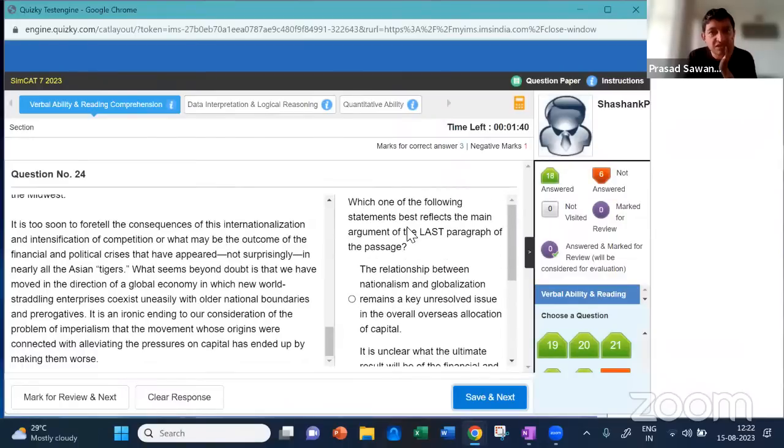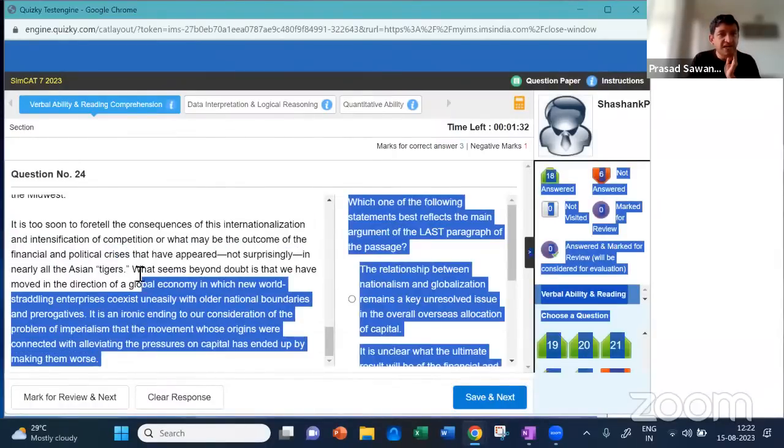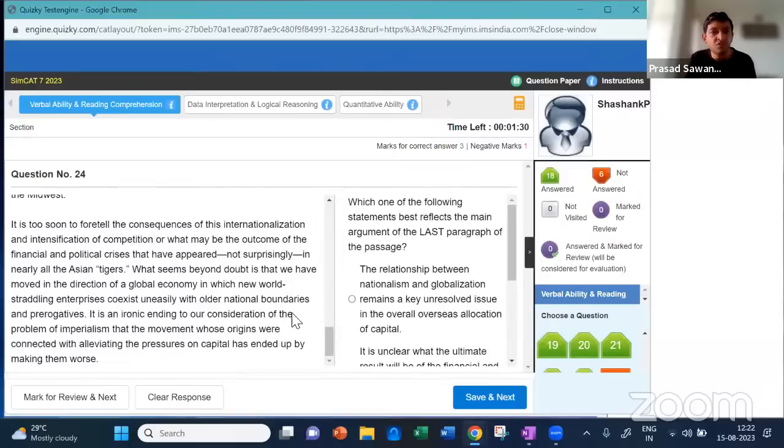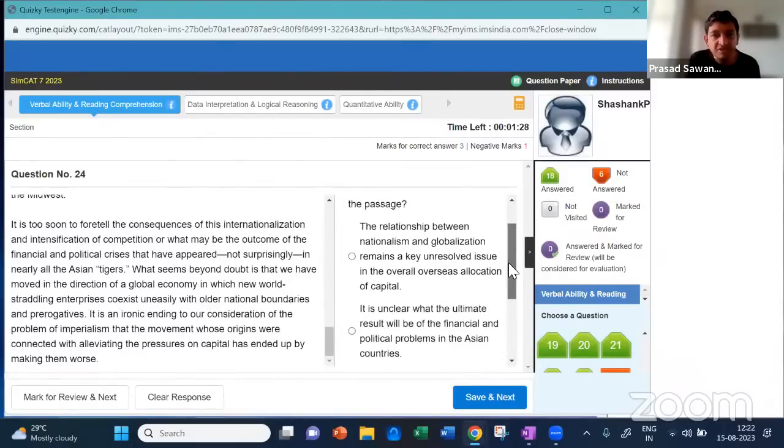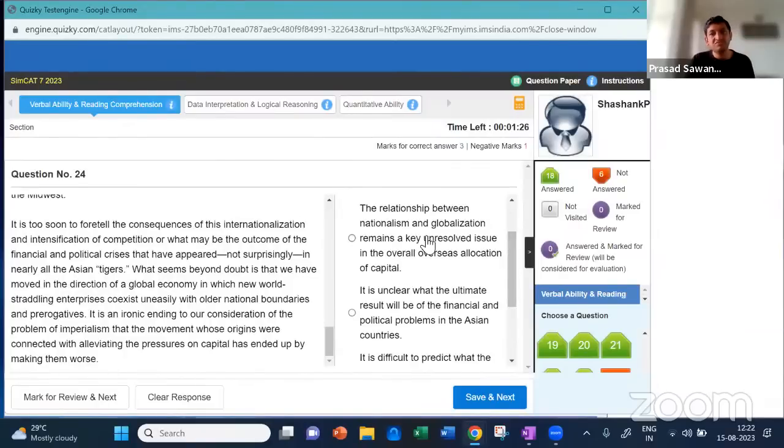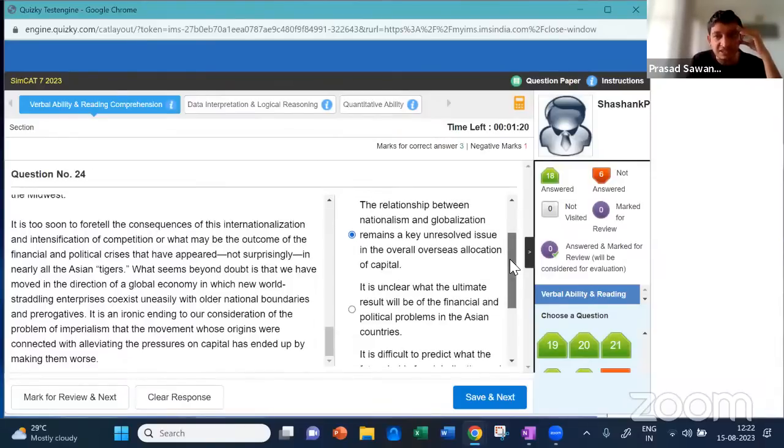Let's see. So last question. Last paragraph of the passage. What is the last paragraph? What will happen because of this thing? Moved in the direction, straddling enterprises coexist uneasily with older national models. Okay. The relationship between nationalization and globalization remains a key note. This is very nice. I like this one because as I spoke about in the Indian context, India and China, I think this is similar to what I was thinking.